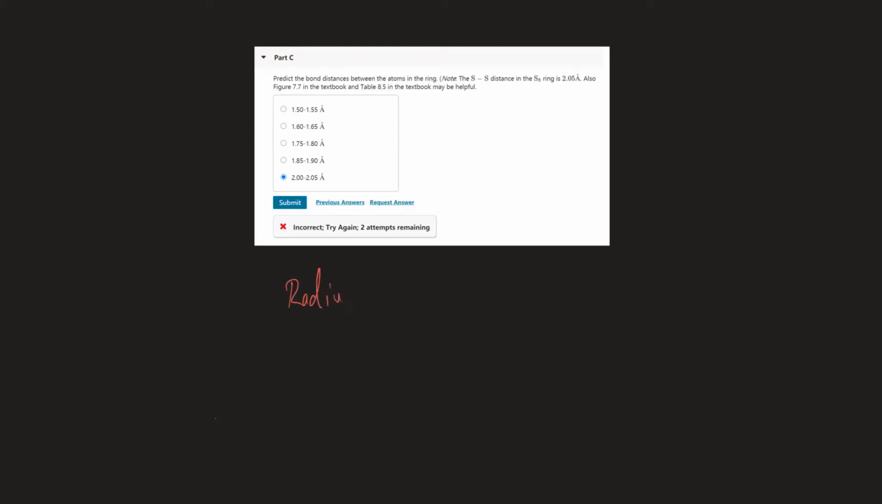So if the radius of nitrogen is 0.71 and the radius of sulfur is 1.05. So notice up here in the problem that they say in the sulfur ring where it's all sulfur, the bond length is 2.05. Well, if you were simply basing it on the size of each sulfur atom and each sulfur atom was 1.05, then you might expect that to be 2.10. Well, it's not. It's slightly less, right?